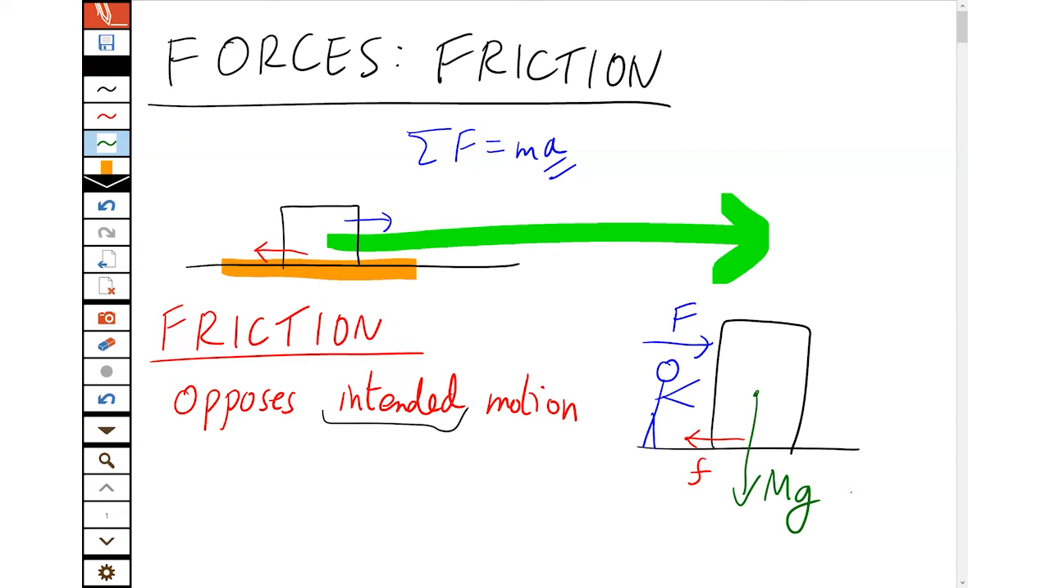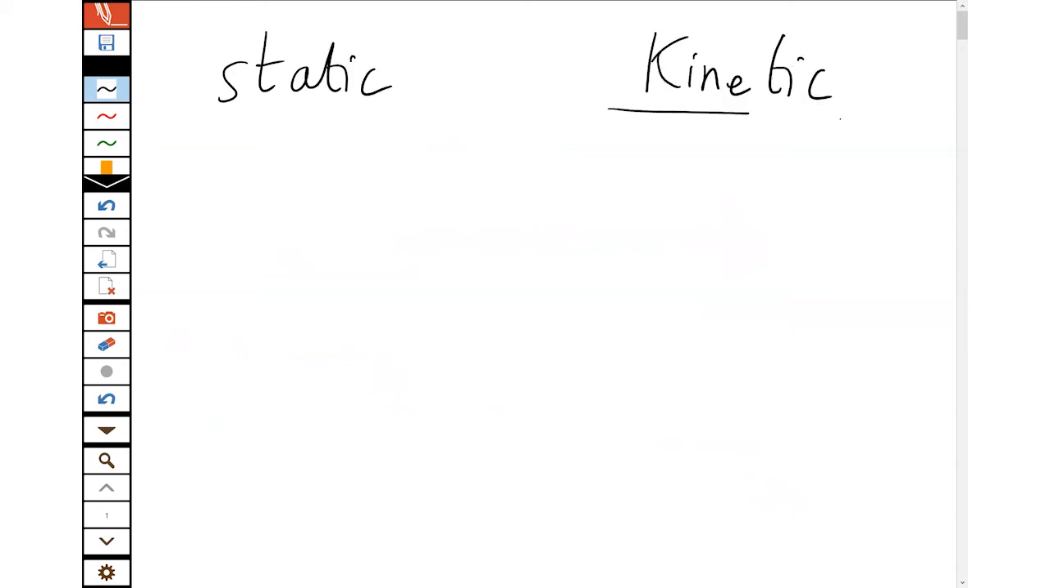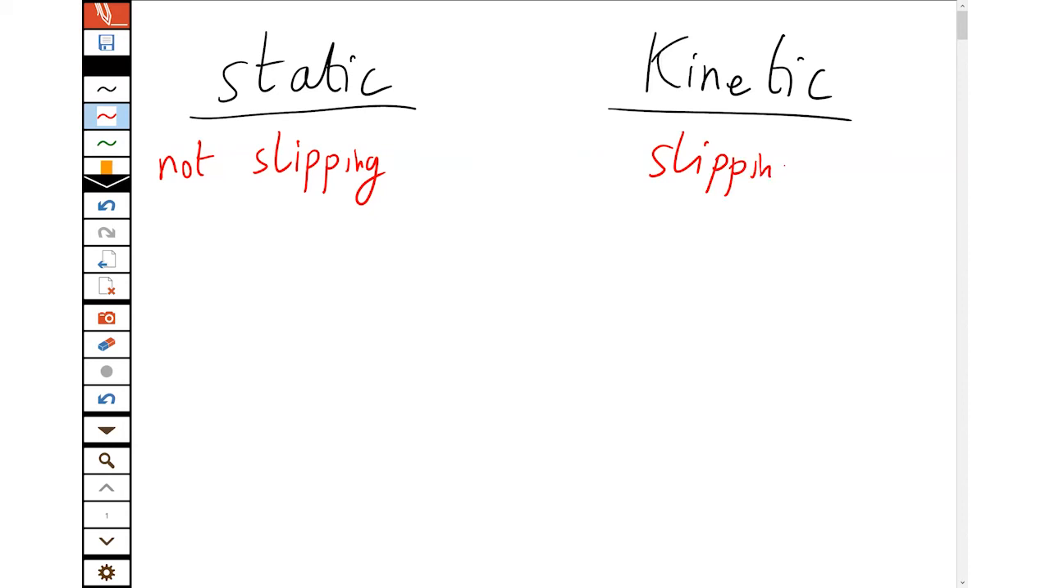And there's a couple of little keywords and equations about friction we want to look at. The first is there's two types of friction, static and kinetic. And there's a little misunderstanding that you would very understandably have because of those words. You'd think static was not moving and kinetic was moving. Not exactly. Static is not slipping, and kinetic is where the surfaces are slipping.